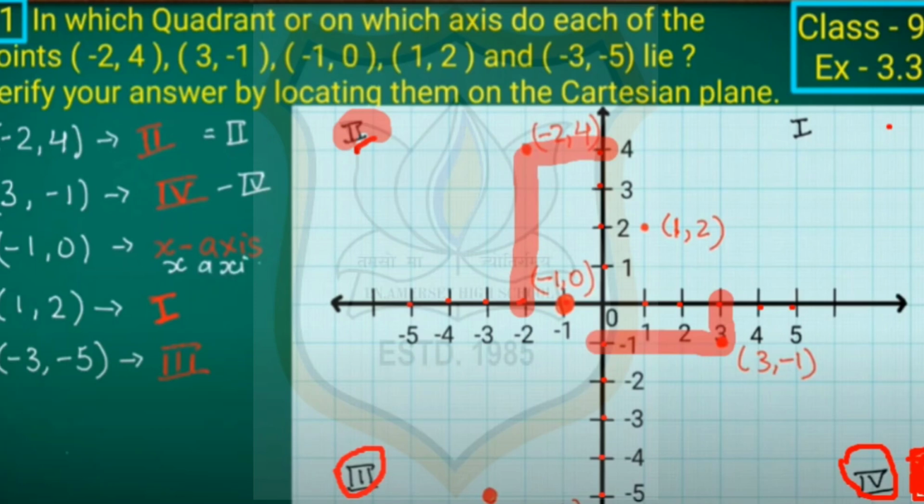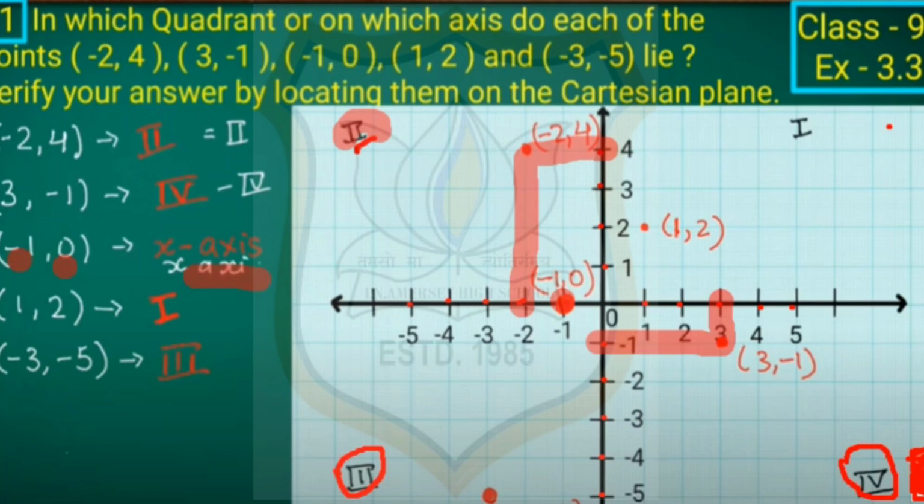Next is minus 1 and 0. First we plot minus 1 on the x-axis. This is minus 1 comma 0, meaning 0 on the y-axis, so it is on the x-axis.